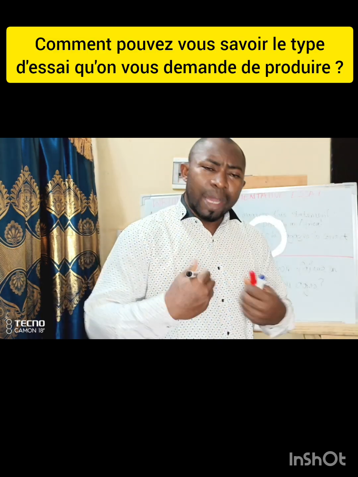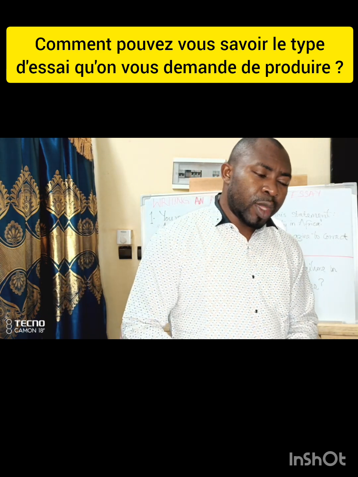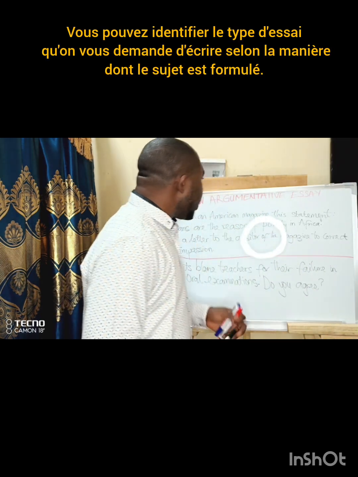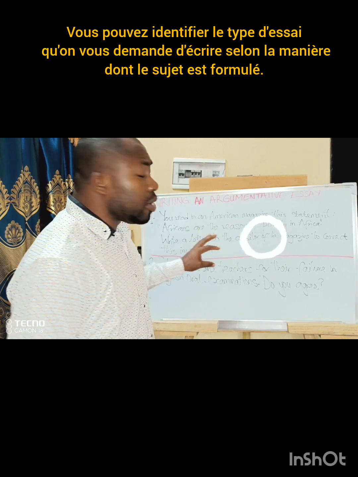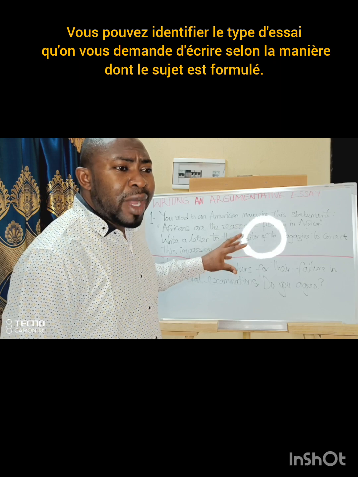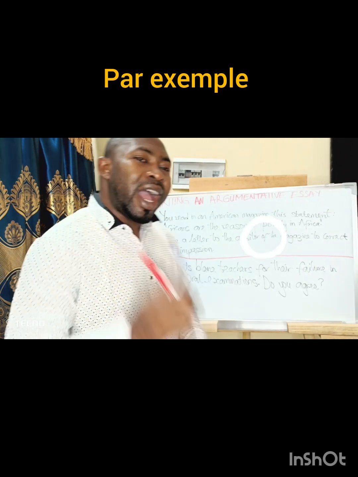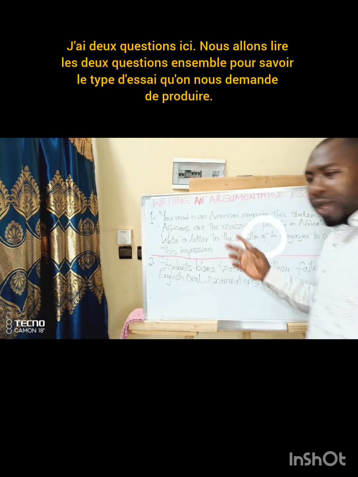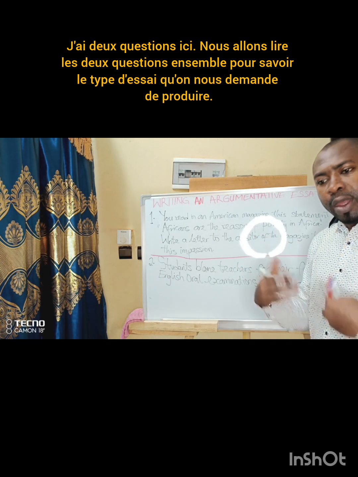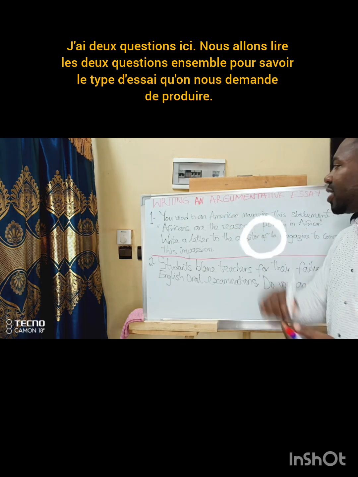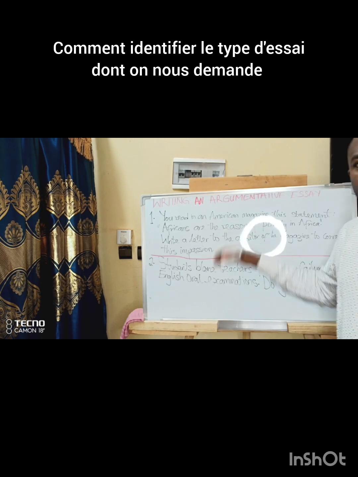All right. How will you know the type of essay you are asked to write? You can identify this by the way the questions are written. The way you see the question is the way you might identify the type of essay you are writing. For example, I have two questions here. So we are going to read the two questions together to know what we are asked to write, because today we are dealing with argumentative essay.